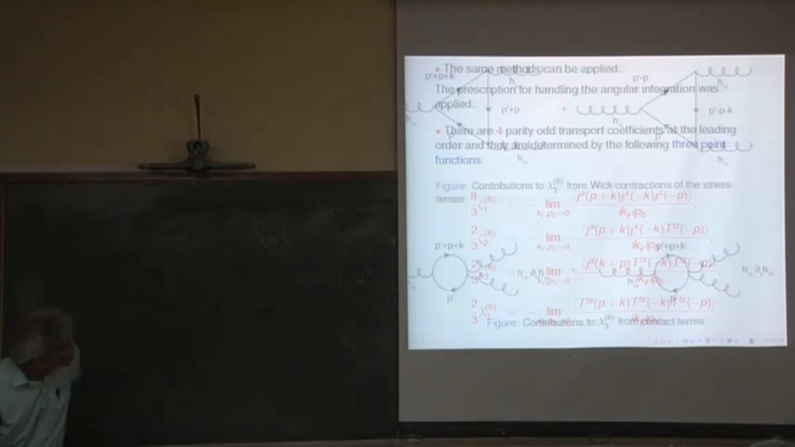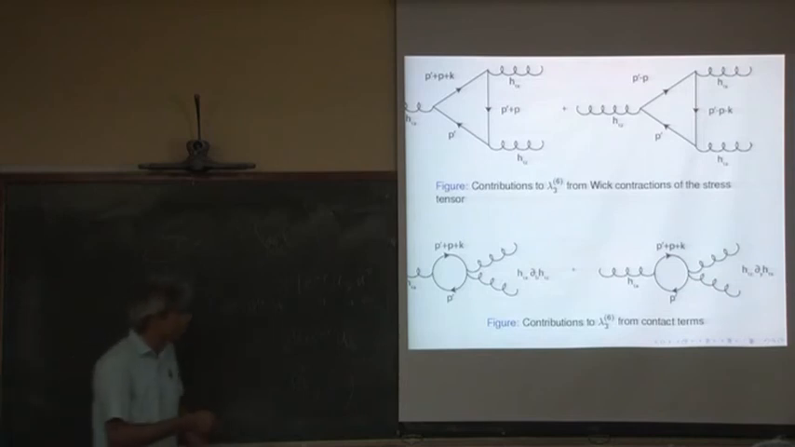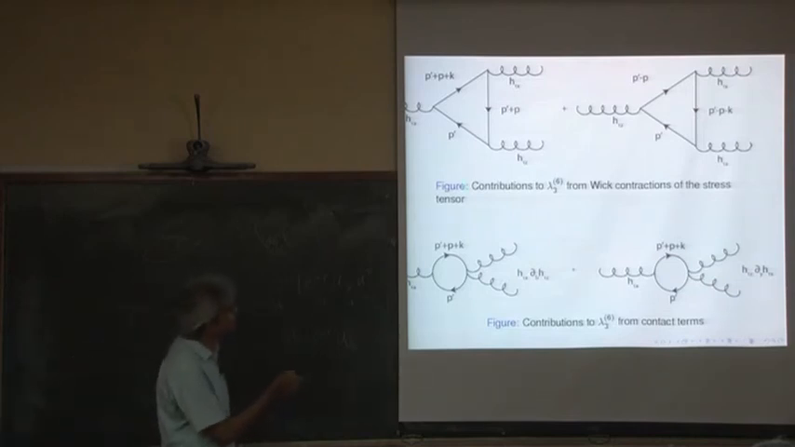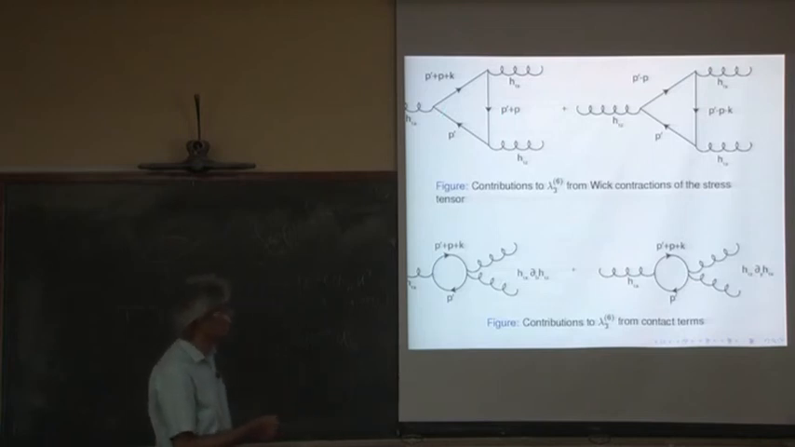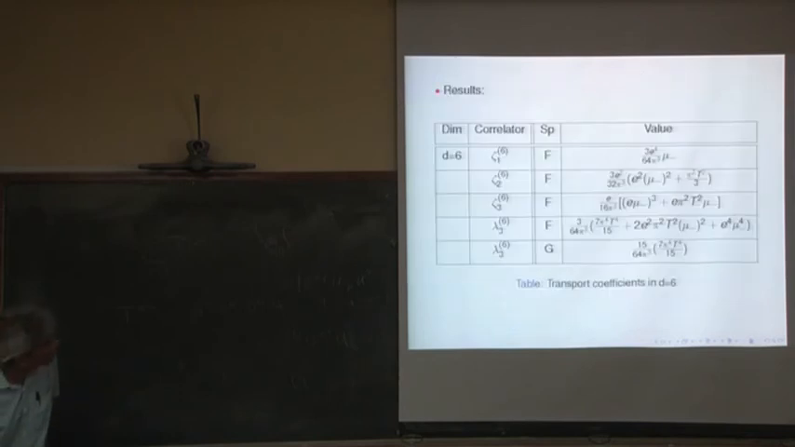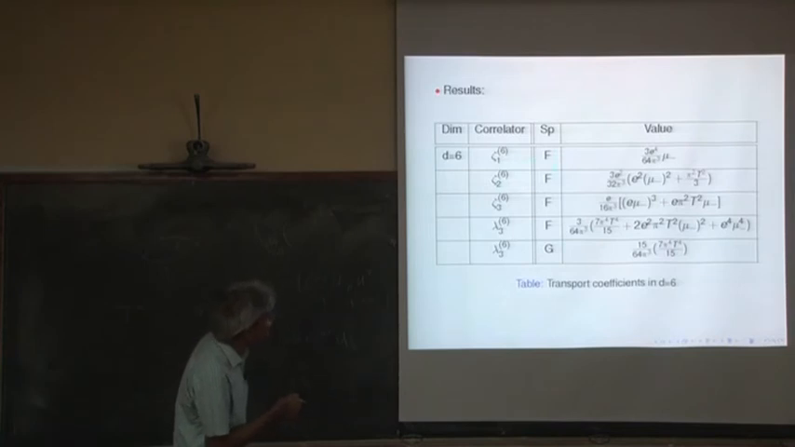So you evaluate them, and it gets involved actually. There's sort of an exchange diagram for the first kind of term. So this is basically like a stress tensor, stress tensor, stress tensor kind of calculation. These are like the contact terms. And here's the answer for various species.